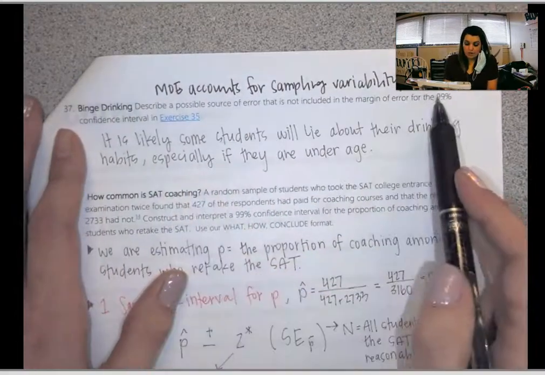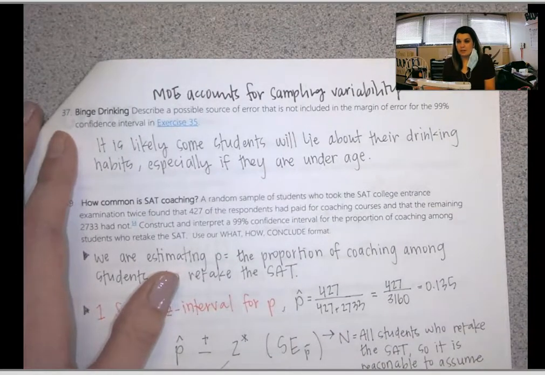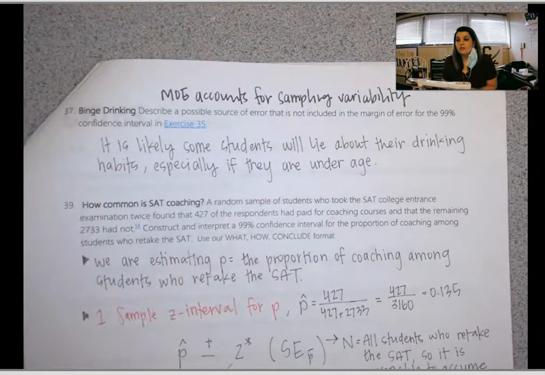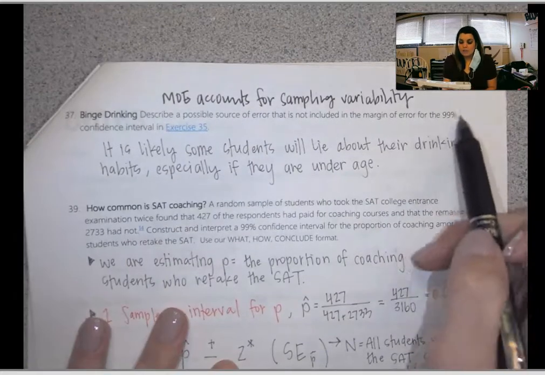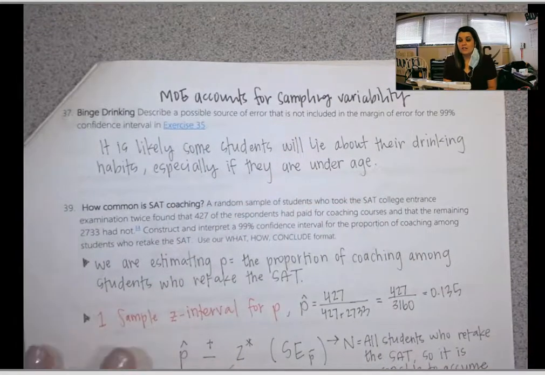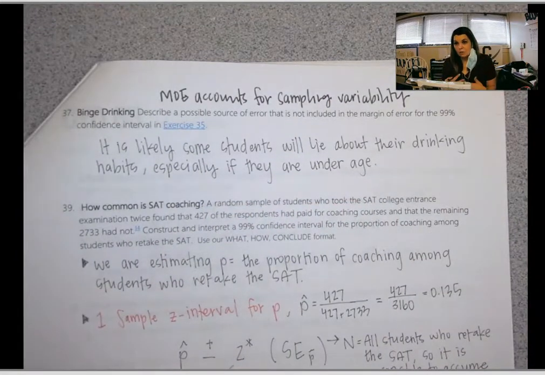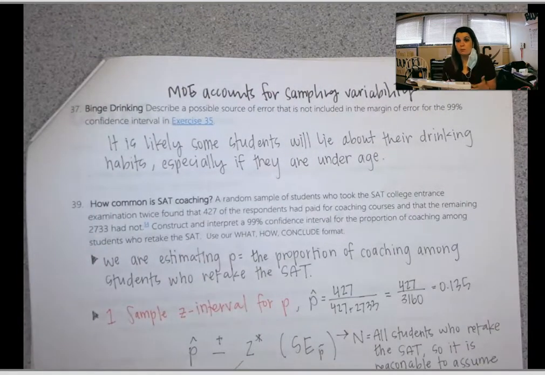And margin of error is included in this 99%. So what is the other 1% that we can't account for? Well, those are things that are to some extent beyond our control. So for instance, it is likely that some students will lie about their drinking habits, especially if they're underage. Or what if they drink so much they don't remember how much they drink, or they misremember how much they drink? So that 1% that is not accounted for by the margin of error are things that to some extent we can't control. We can't force people to tell the truth. We can't force people to remember correctly.